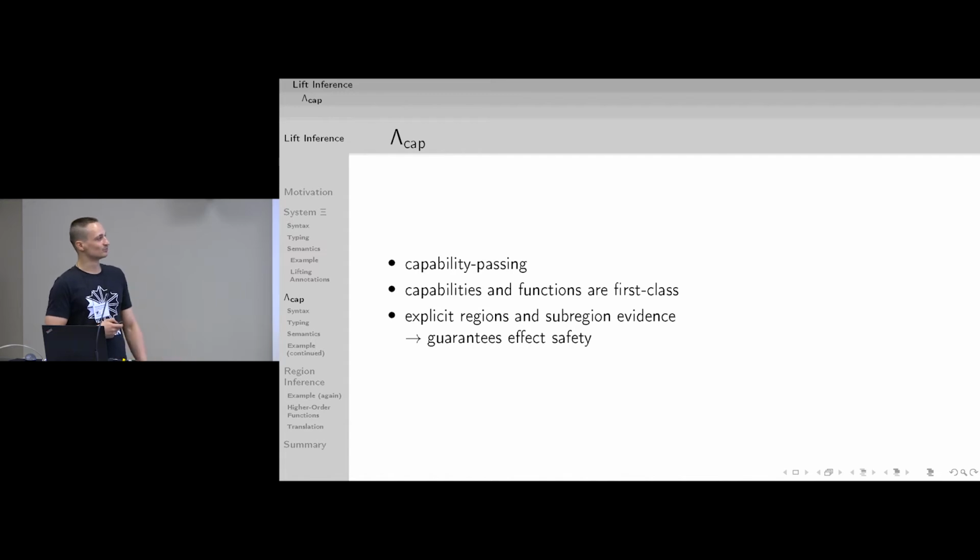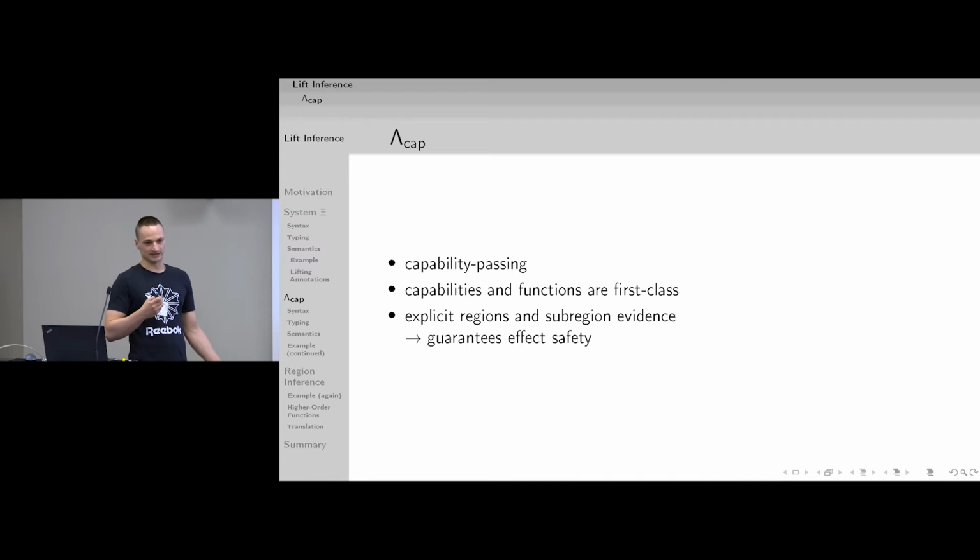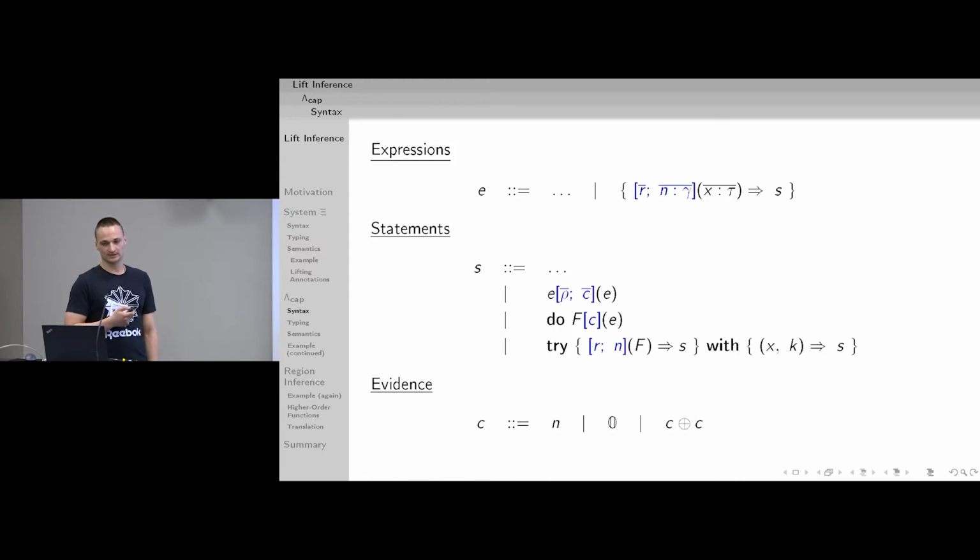So this is what big lambda cap is about. Big lambda cap also is an explicit capability passing style, but now capabilities and functions are first class, so they can be returned as usual. But we have an explicit region system and subregion evidence which guarantees effect safety. So we still have expressions and statements, but now there are some additional inputs. In particular, when we perform a capability, we have to pass it some evidence. And this evidence is bound here at the handlers. And moreover, we have the possibility in functions to abstract over regions and evidence.